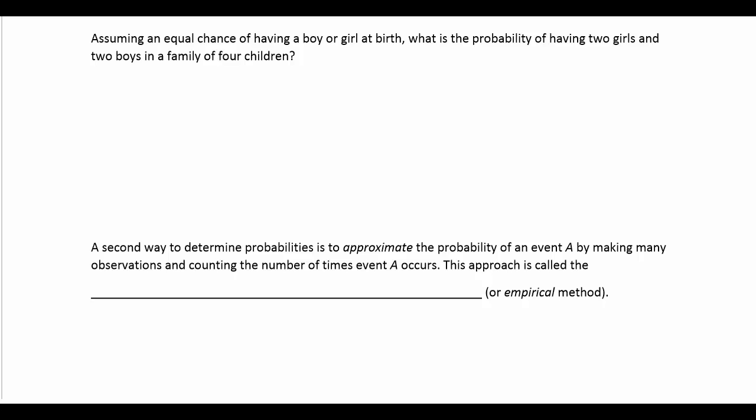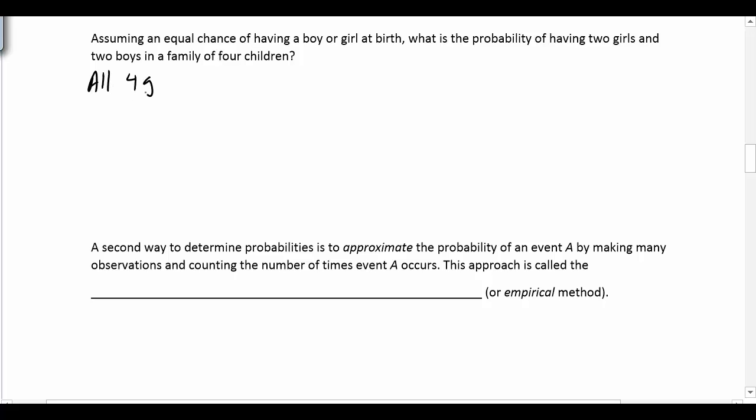Okay, assuming an equal chance of having a boy or girl at birth, what's the probability of having 2 girls and 2 boys in a family of 4 children? So the tricky part is we have to map out all the possibilities, because we have to figure out that denominator where we're listing out all the total outcomes. So we're just going to sit here and think of all the scenarios that could happen.